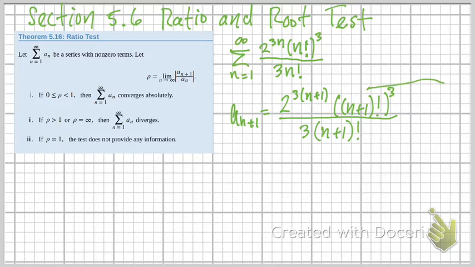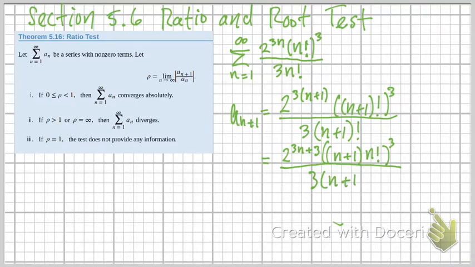So if I kind of rewrite this a little bit, I can say that this is equal to 2 to the 3n plus 3 times (n plus 1) times n factorial, all that cubed, all over (3n plus 3) factorial. So now we're going to just put this all together.